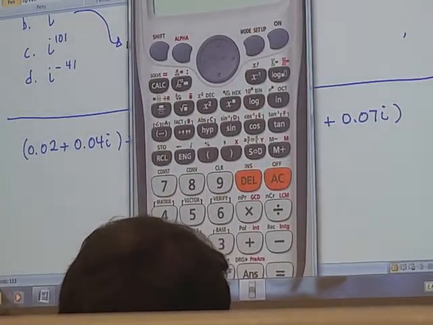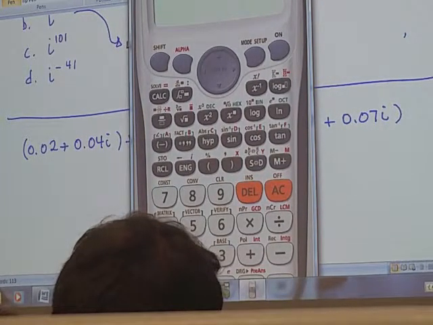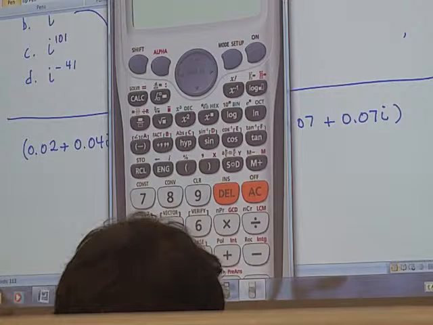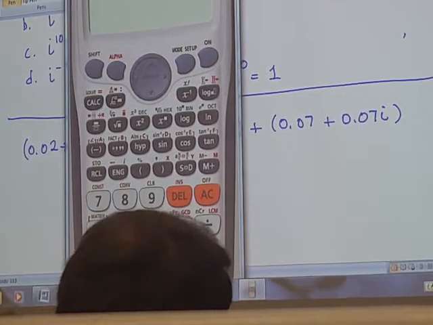Oh, wait a minute. Since I took so much time trying to get this thing up, I'm trying to save a little time here. You guys would not let me do that.